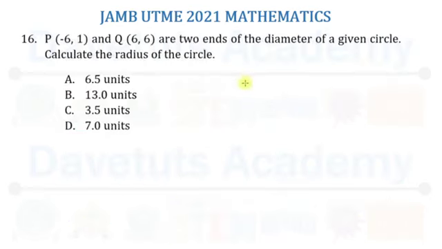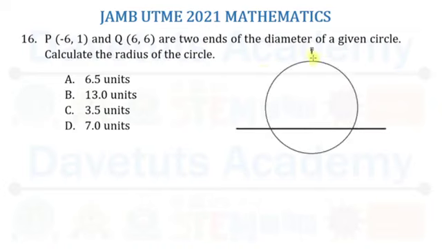Okay, an interesting question here on coordinate geometry. We're told that point P, which is given as minus 6,1, and Q, which is 6,6, are 2 ends of the diameter of a given circle, and we're to calculate the radius of the circle. We want to represent that out. Okay, maybe we have something like this.